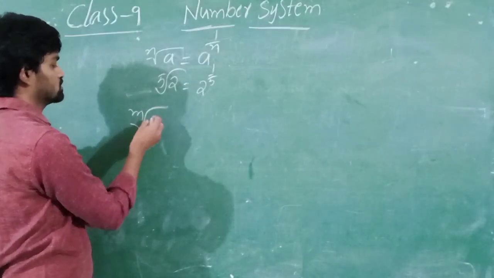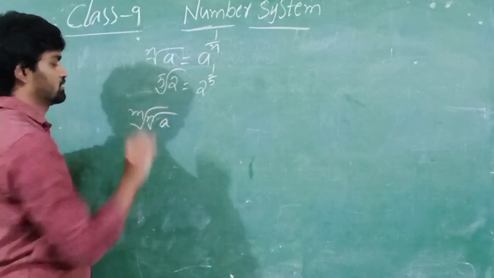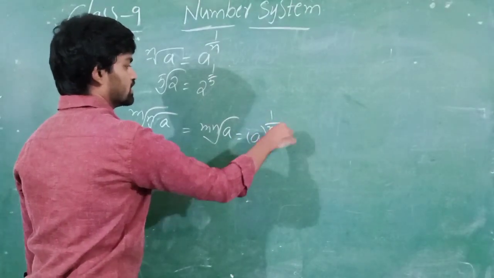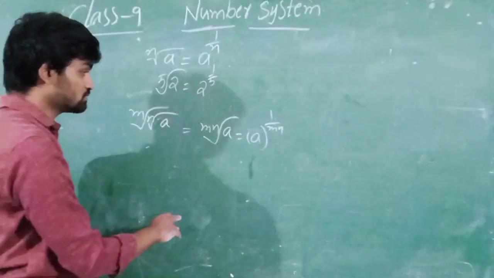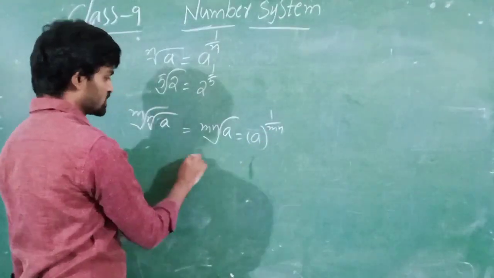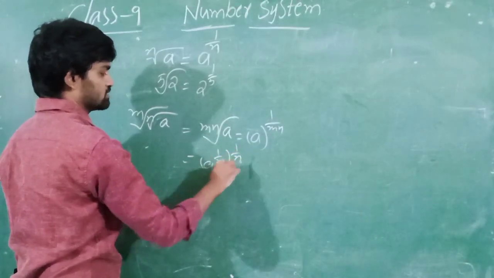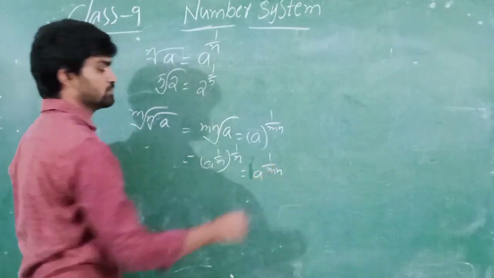Next, the mth root of the nth root of A. So 2 roots are there. This can be directly written as mn-th root of A. It means A power 1 by mn. How we got this: A power 1 by m, whole power 1 by n. If you multiply these two powers, you get A power 1 by mn.